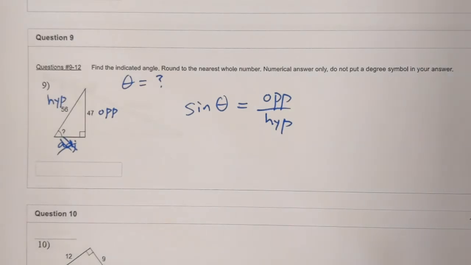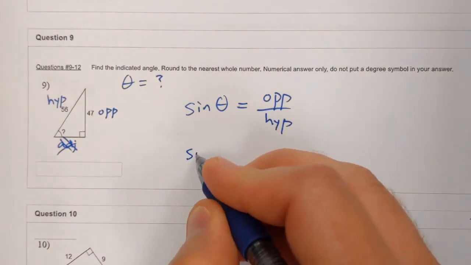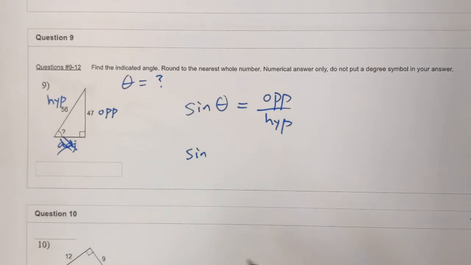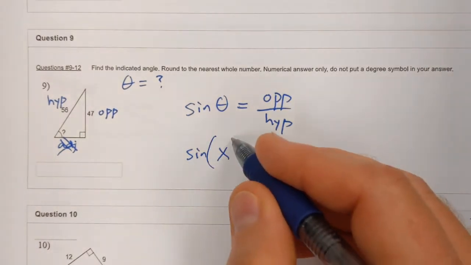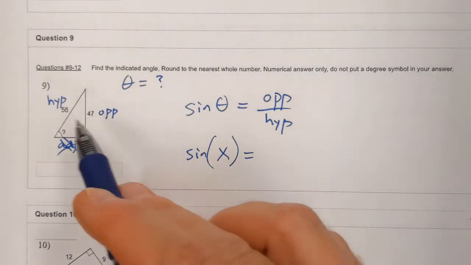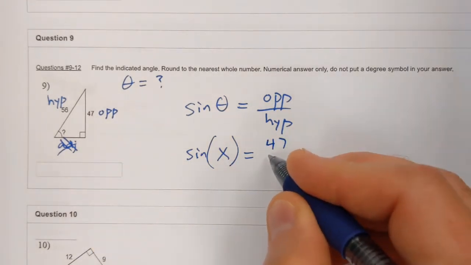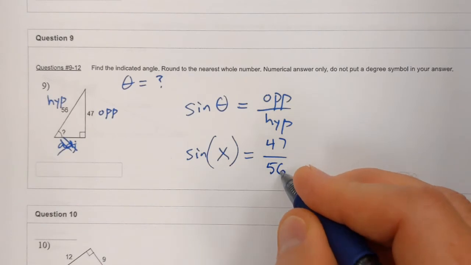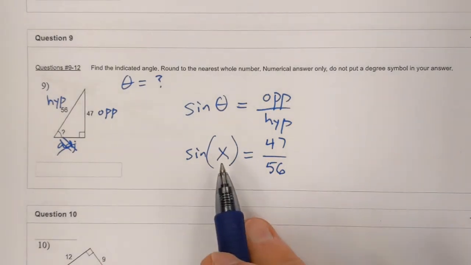And then we'll plug in the numbers that I know. Now, here, theta is unknown. We don't know what the angle is. So technically, you can put an x in for the angle. We don't know what it is. But we do know the opposite is 47, and the hypotenuse is 56. So how do we solve for x in a case like this?